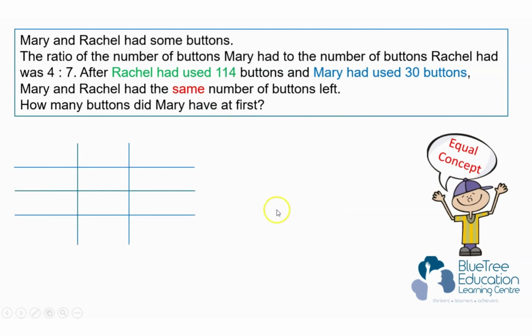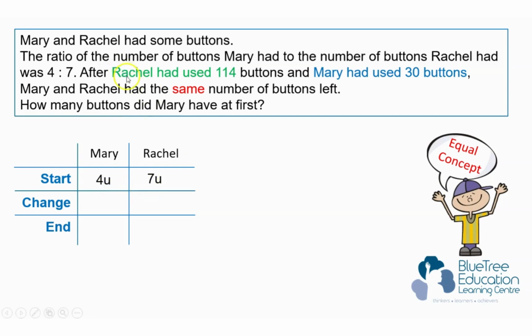Draw your tic-tac-toe table, write down the information, the names Mary and Rachel, and the side, start, change, and end. So how do we know this must be a start, change, and end? It's because they used up the buttons. You see the word used up? Alright? So the starting unit for Mary is to Rachel, follow the ratio, 4 units is to 7 units.